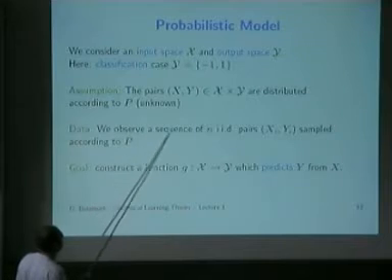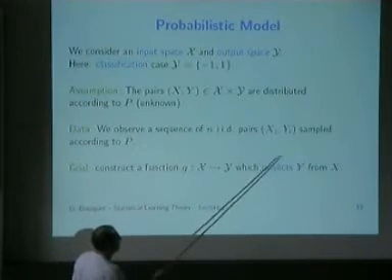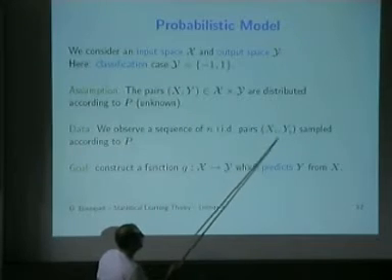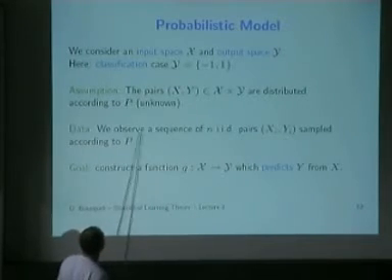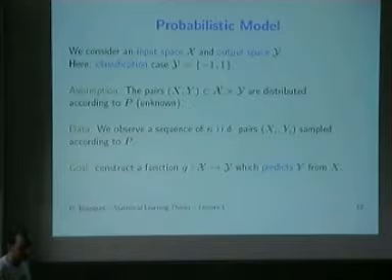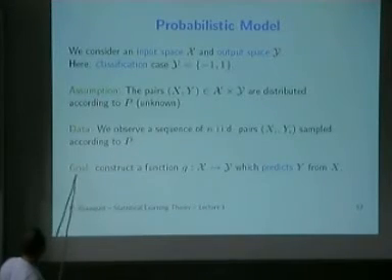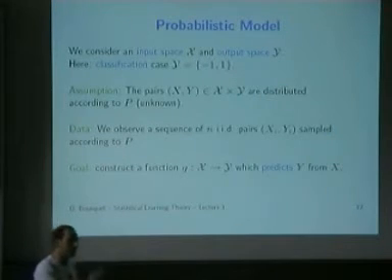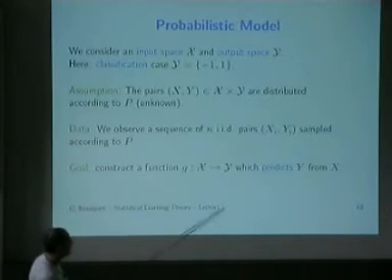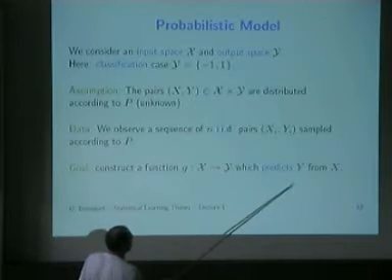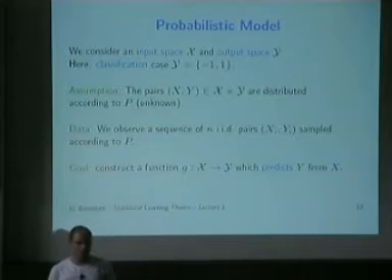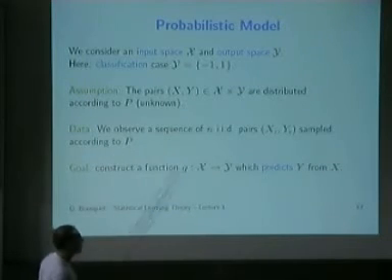So we observe a sequence of n IID pairs. IID means independent and identically distributed. Okay? So this is the data that we observe, which is sampled from this distribution. Okay? And this remains fixed throughout. And our goal is to construct a function that maps these instances to labels, so that it predicts the label of each new instance, where the new instance that we will have to observe, or for which we'll have to predict the label, will also be sampled from this distribution P.